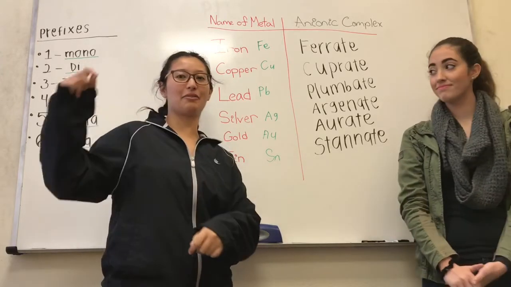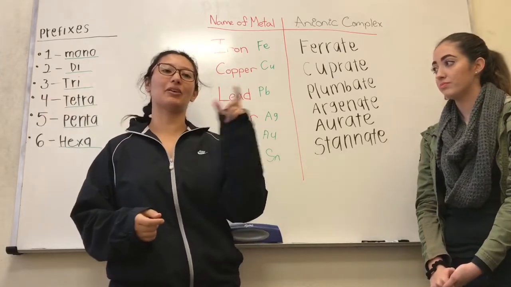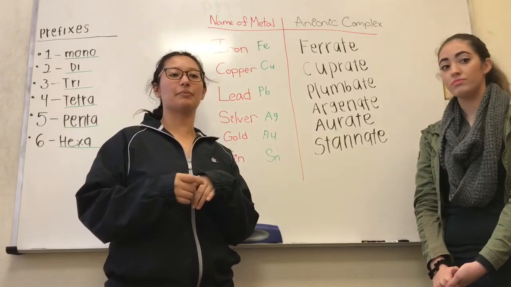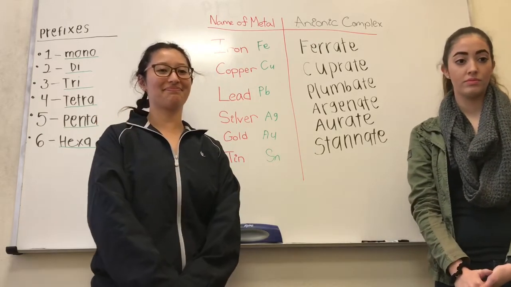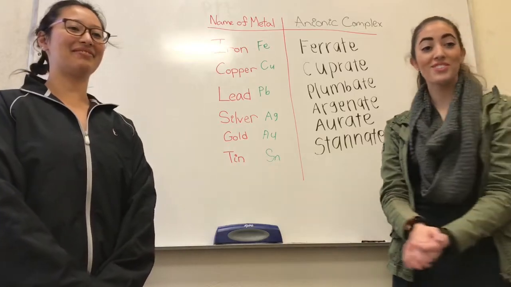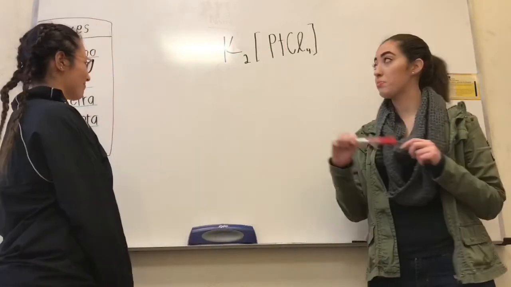And when you're writing out the chemical formula, make sure that you put the metal in the very front and the ligands in the back. Now that we went over these rules, let's just dive right in. So here's our first practice problem.